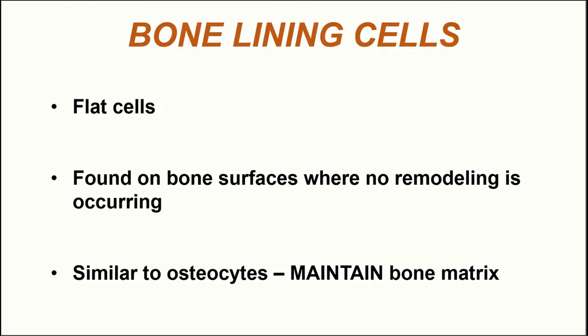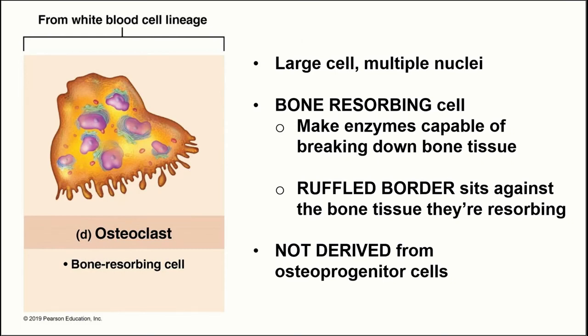We also have bone lining cells, which are a flat, almost kind of squamous type cell that tend to be found on the superficial surfaces of bones where no remodeling, that is, no breakdown or building, is currently happening. And we see that bone lining cells tend to function very similar to the osteocytes that we had just discussed, in that bone lining cells help to maintain the bone matrix. So that is, they're kind of monitoring and maintaining the organic component of the bone matrix there.